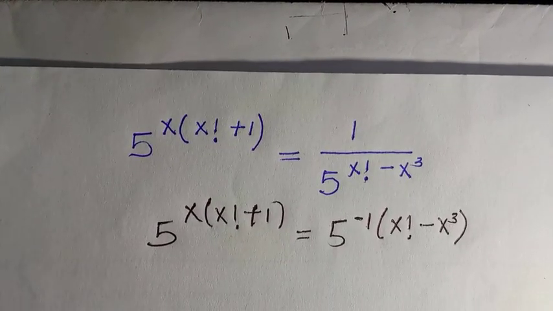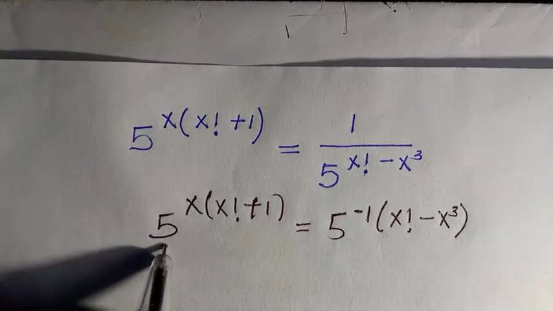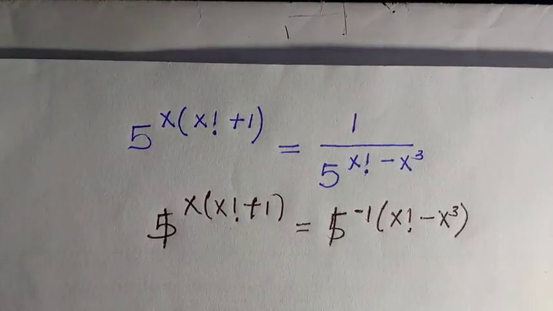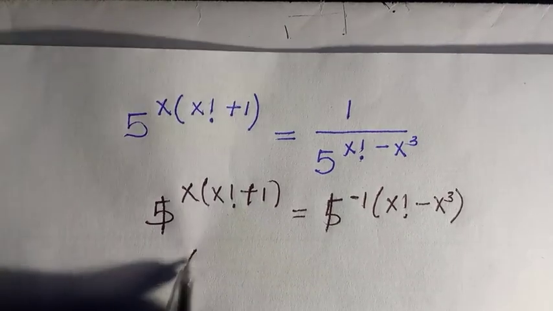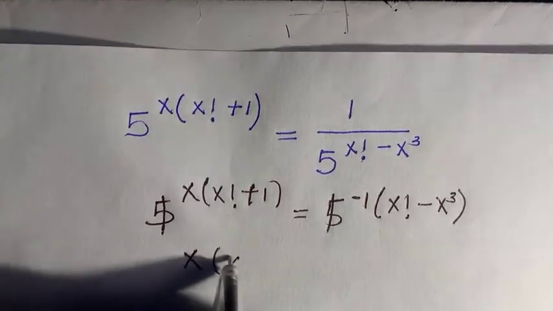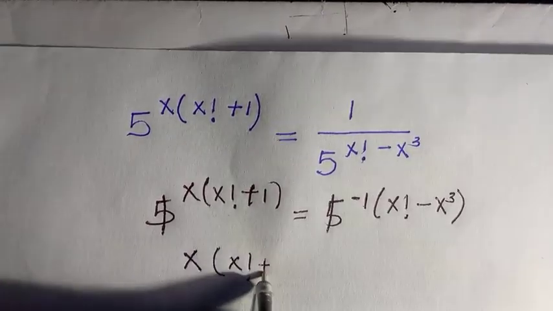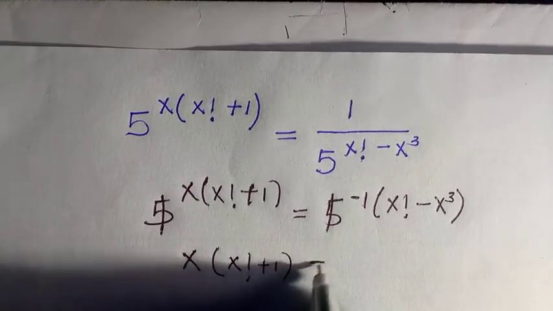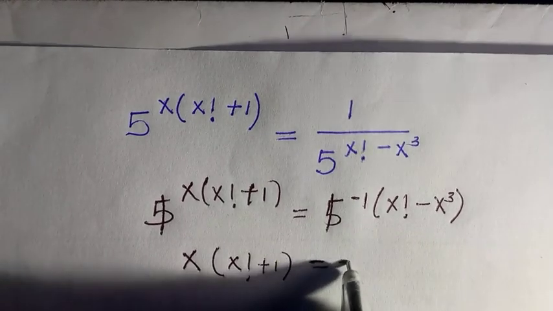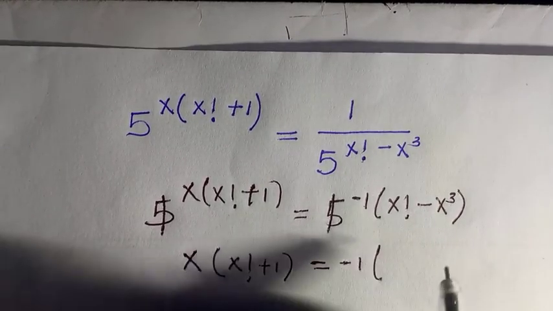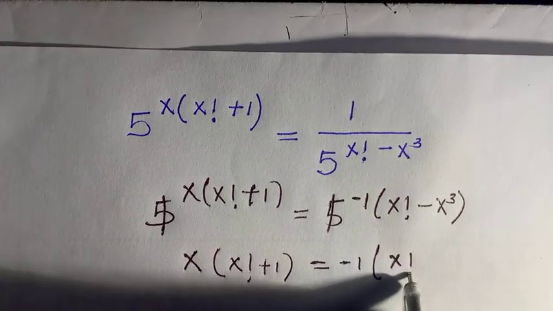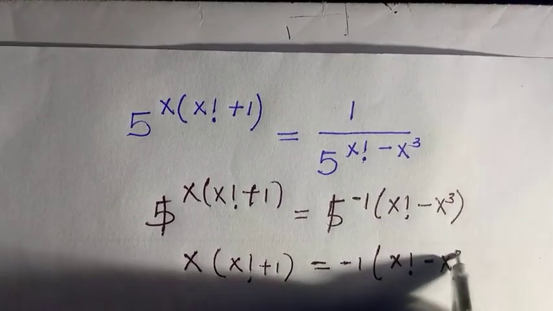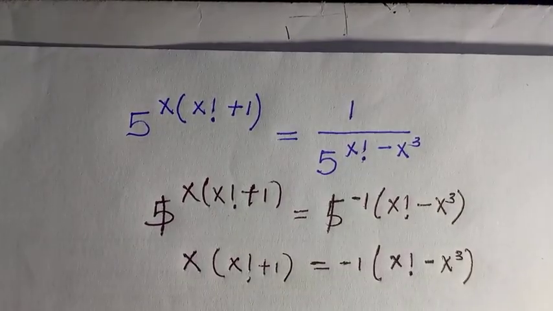So we have a common base. We cancel these two 5s and we have only the powers, which is x(x! + 1), and everything equals negative 1 times (x! - x^3).